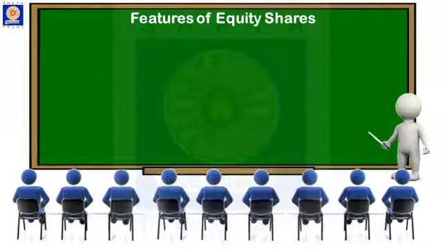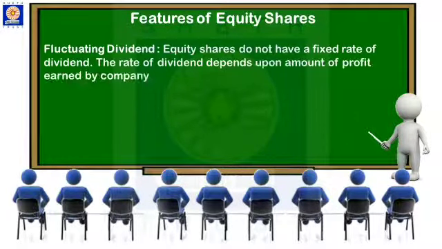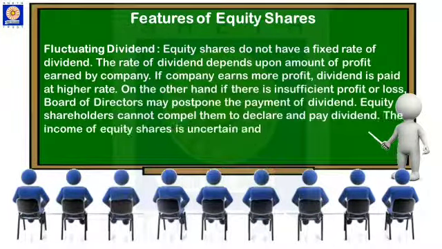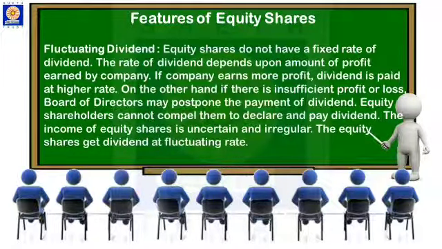Our next point is fluctuating dividend. As I have explained in the introduction, the rate of dividend is recommended by the board of directors as it depends on the performance of the company, the profits of the company. If the company earns more profit, high dividend is paid to the equity shareholders, and if the company earns low profit, low dividend, and if the company has no profits, then no dividend.